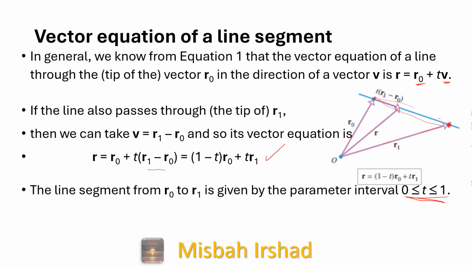So whenever we are required to find the equation of a line segment between two fixed points, you can use this equation. That is, r is equal to the initial point r0 times (1 minus t) plus t times the terminal point r1. When t is equal to 0, you will get the initial point, and when t is equal to 1, you will get the terminal point. And for fractional values of t, you will get any point between these two points on the line.